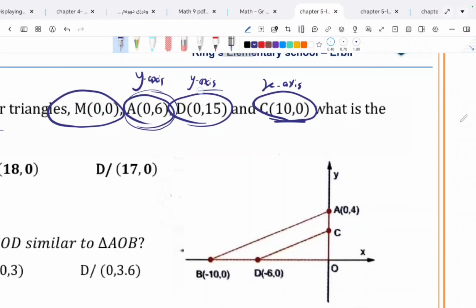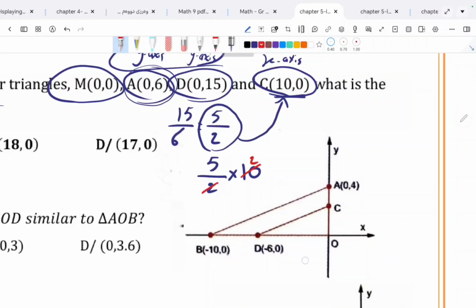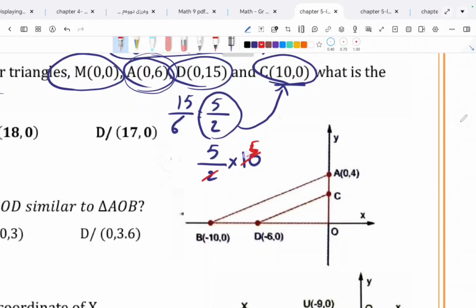By using y-axis I'm gonna find the scale factor, which is 15 out of 6, equal to 5 out of 2. Then multiply 5 out of 2 by the coordinate that I have on x-axis. 5 out of 2 times 10. Can I use simplify between 2 and 10? Yes, for 10 it will be 2, 2 times 5, sorry. It will be 5, not 2. 5 times 5 equals 25. So it's 25, 0 or 0, 25.